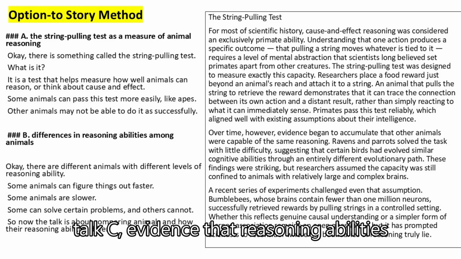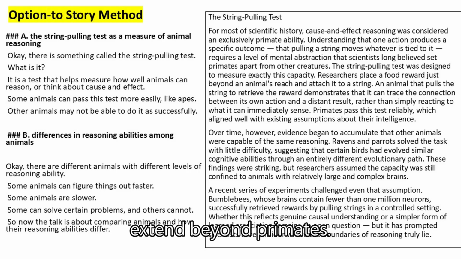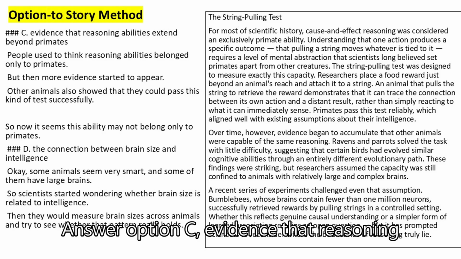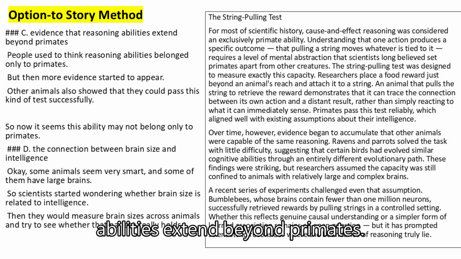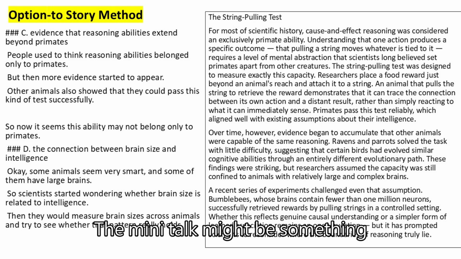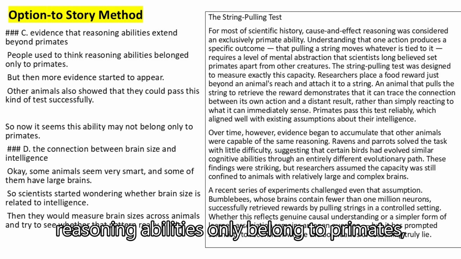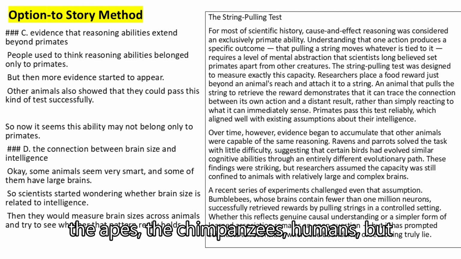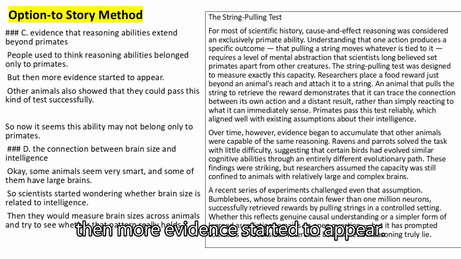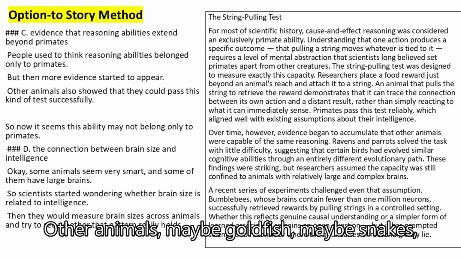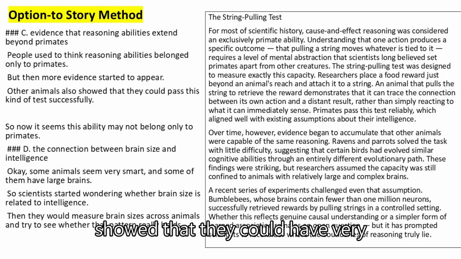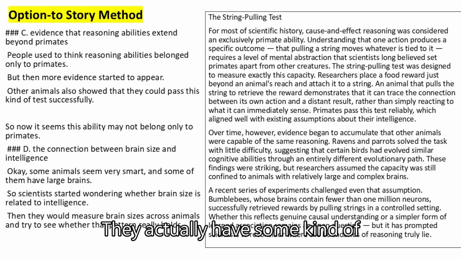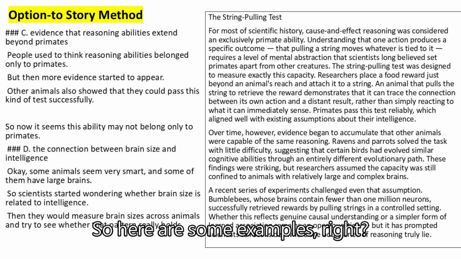Mini talk C, evidence that reasoning abilities extend beyond primates. The mini talk might be something like, well, people used to think reasoning abilities only belong to primates, the apes, the chimpanzees, humans, but then more evidence started to appear. Other animals, maybe goldfish, maybe snakes, a lot of other animals also showed that they could have very strong reasoning skill. They actually have some kind of logical thinking. So here are some examples.